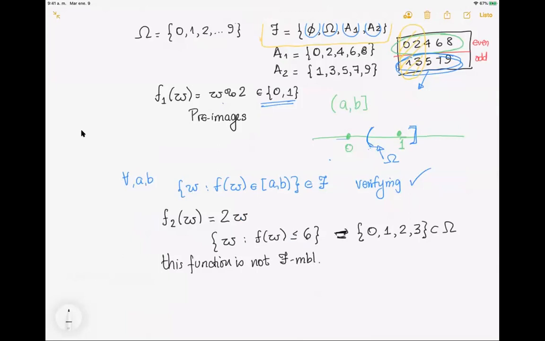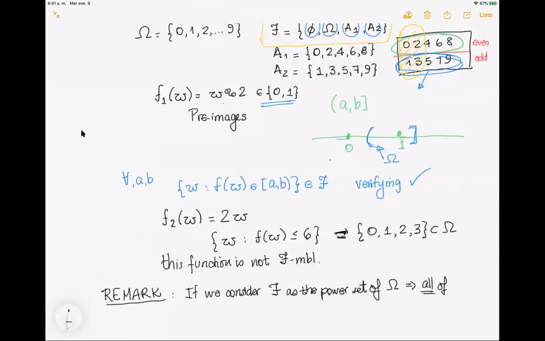I do want to make a remark because this is going to be important. Particularly when we're working with countable spaces omega, finite omegas and uncountable, the remark is the following. If we consider a sigma algebra F as the power set of omega, then what happens? In this case, it contains all of the subsets, all are in, say, our dictionary.